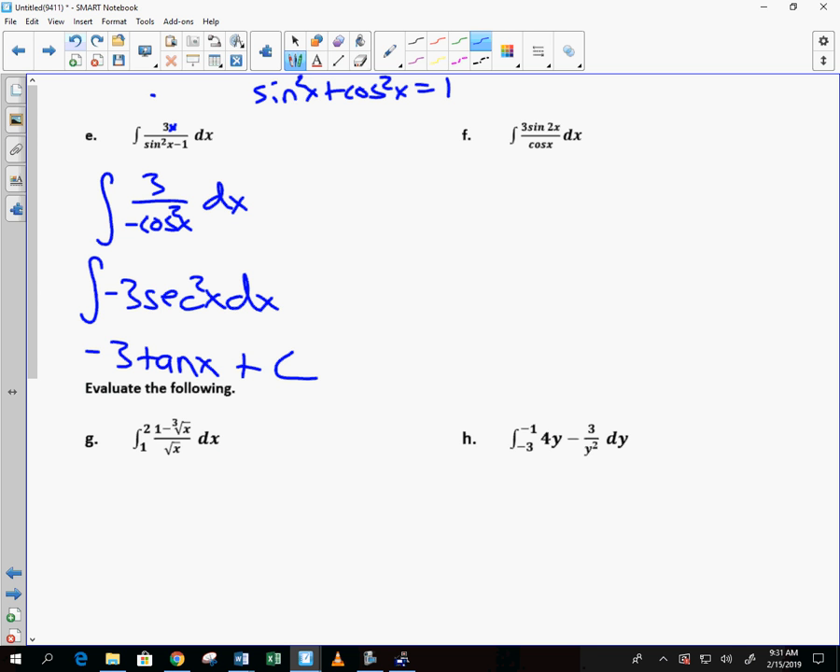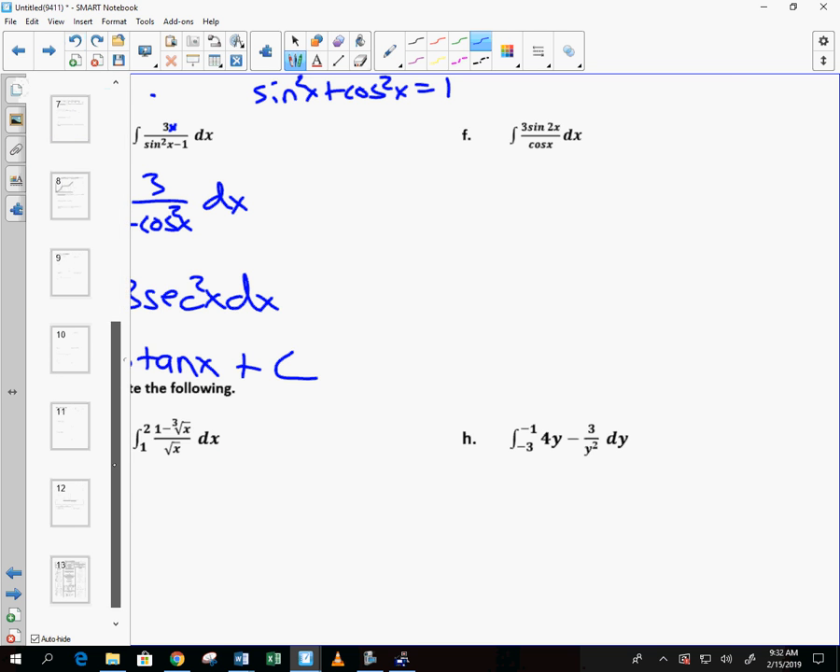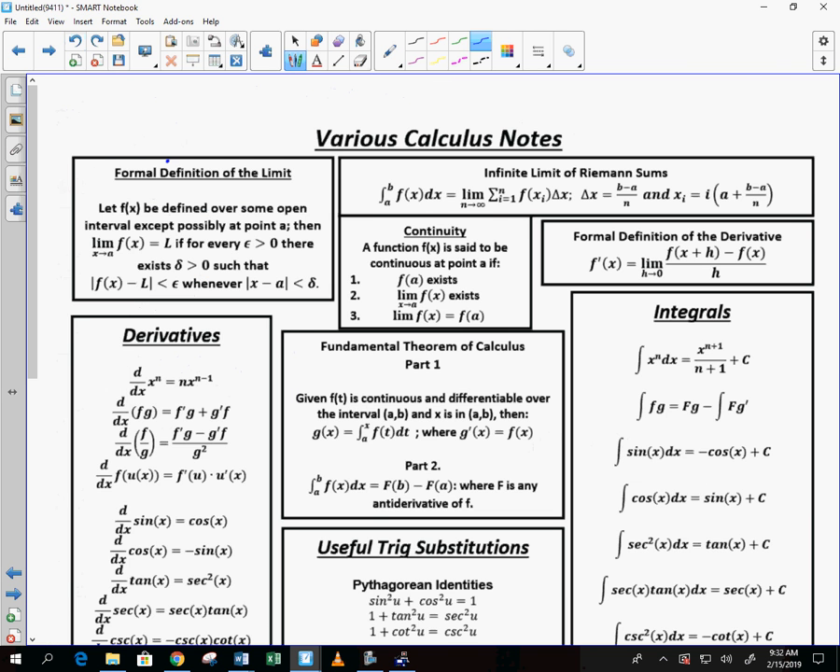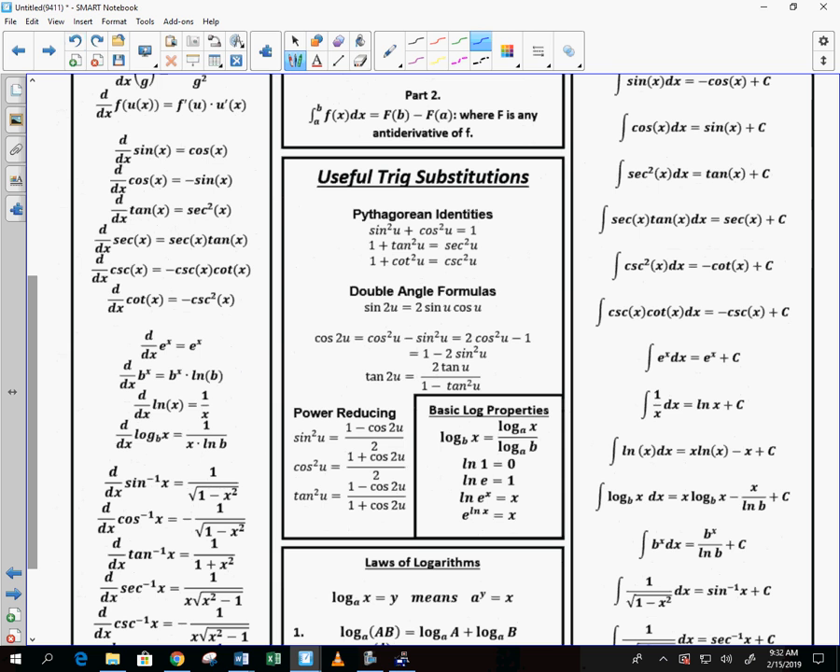Last one. Let's see what you really know now. Okay, Katie sees that I don't want a 2x. I just want x. Double angle formula. Wouldn't it be nice if your teacher gave that to you?